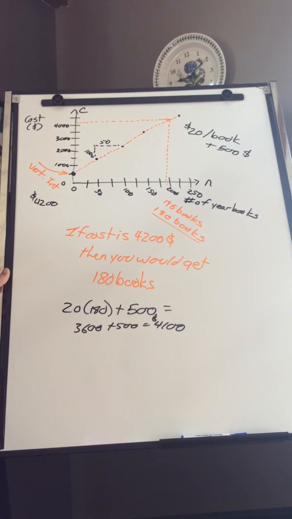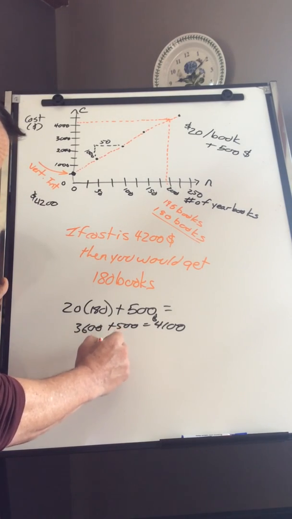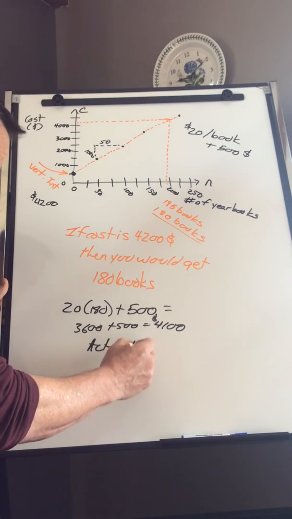So we can get another 5 books at $20 a book.